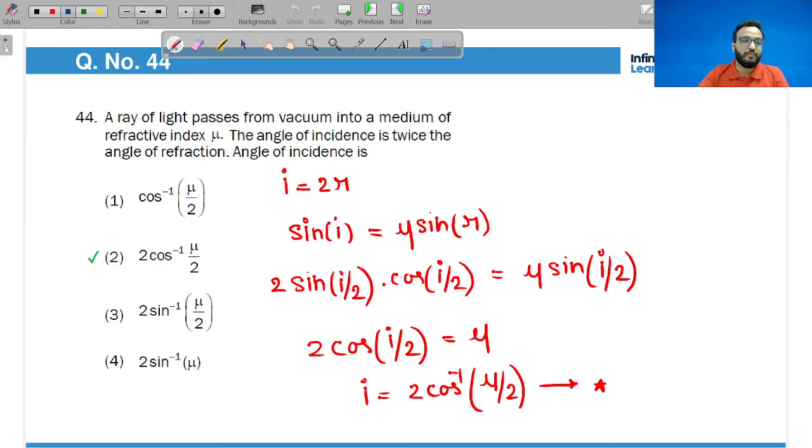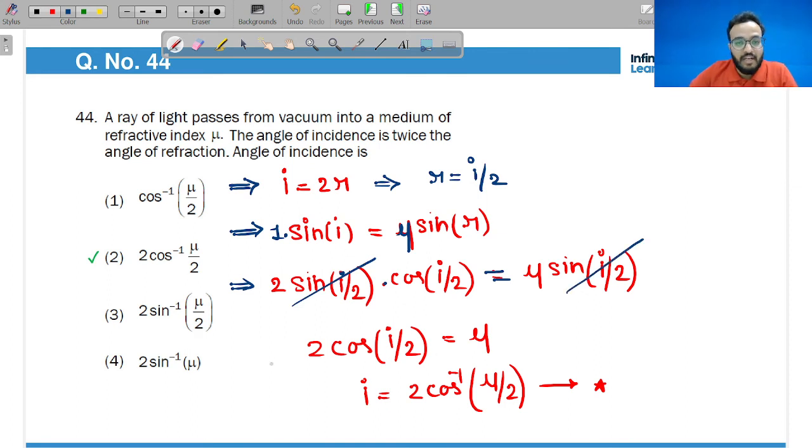Okay, question number 44. A ray of light passes from vacuum into a medium of refractive index mu. Angle of incidence, see, I is given 2r. So from here we can say r is equal to I by 2. So 1 dot sin I is equal to mu dot sin r. Then can I write sin I as 2 sin I by 2 cos I by 2? Yes. Which is mu sin I by 2. So obviously these two will get cancelled. And now rearranging it, we will get I equals 2 cos inverse mu by 2, right?